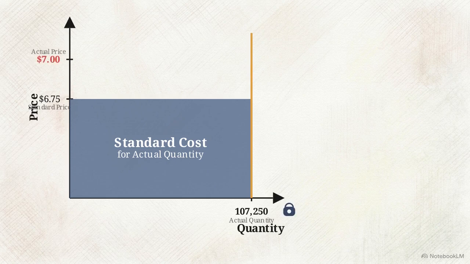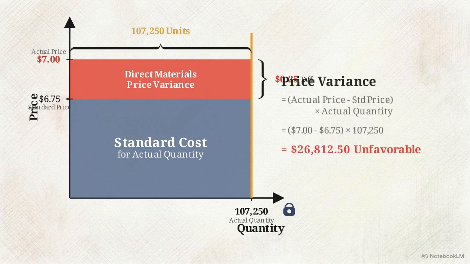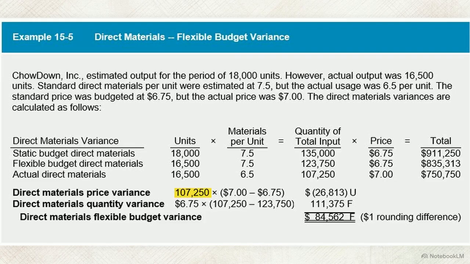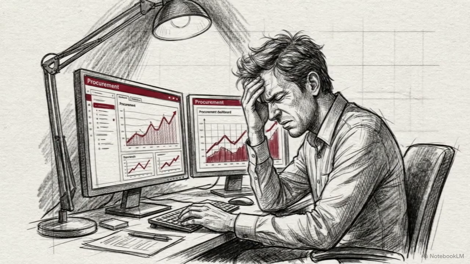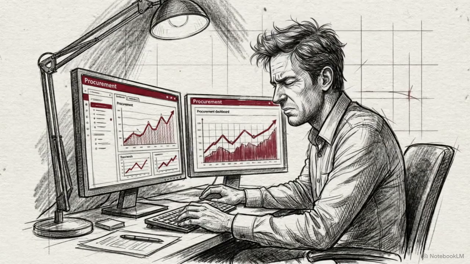Chowdown did not pay the budgeted $6.75, they paid $7. This new top area is the direct materials price variance. It measures the financial penalty incurred solely due to the higher price, applied across every unit purchased. $7 minus the standard $6.75, multiplied by the actual input of 107,250 units, equals an unfavorable variance of $26,813. The purchasing department is generally held responsible for this unfavorable result, operating under the assumption that they simply paid more for raw materials than planned.